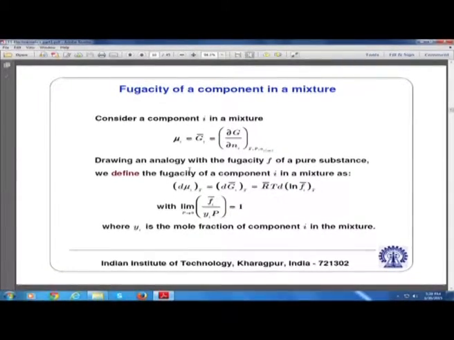In that way we defined it through the partial molar Gibbs function expressed in terms of the fugacity of the pure component, and for the mixture, the fugacity of the component in the mixture.